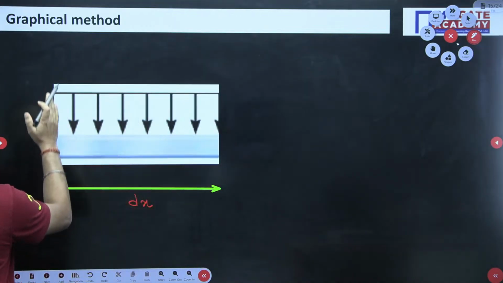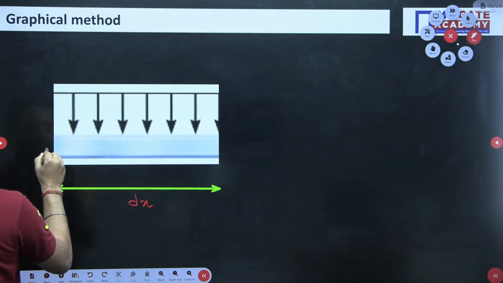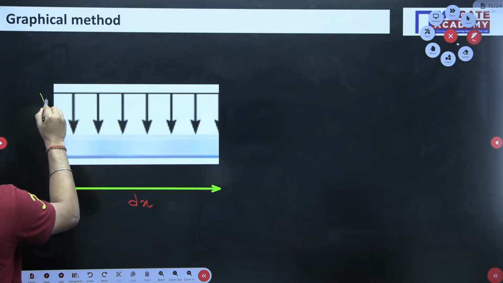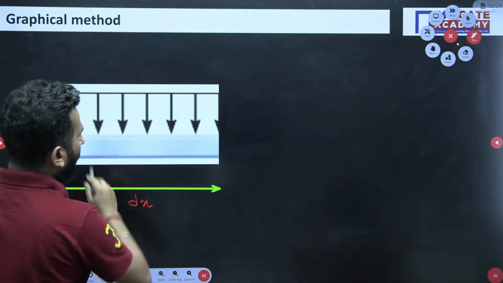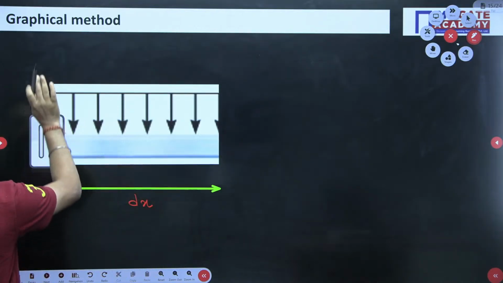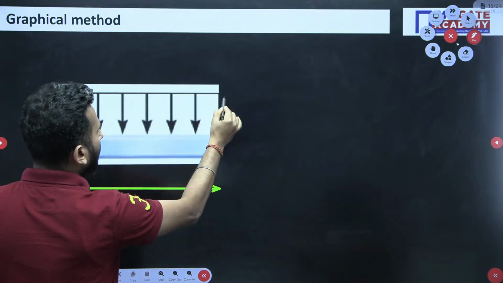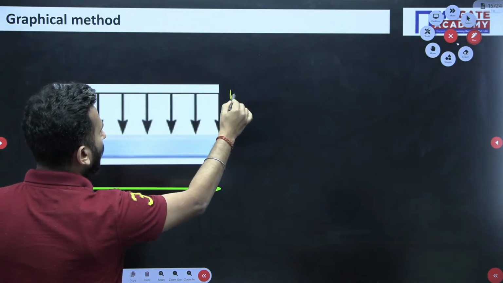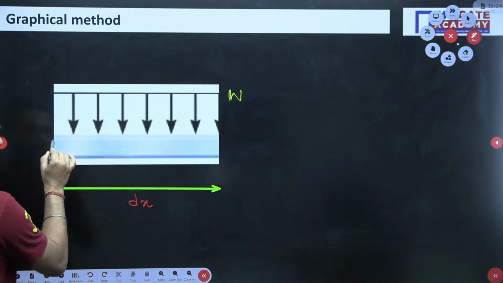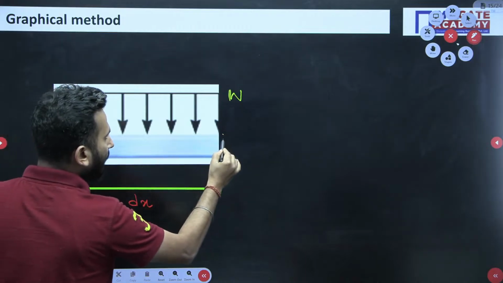On the left hand section of the beam, I am assuming that shear is acting in the upward direction with a magnitude of V, and if this has to be in equilibrium, see, this is the W weight, the W distributed load. Now this part is the beam.